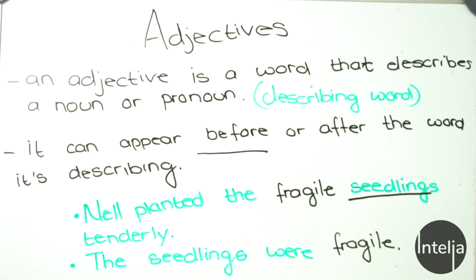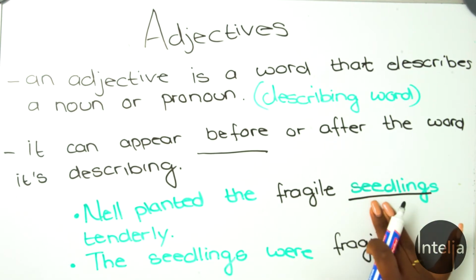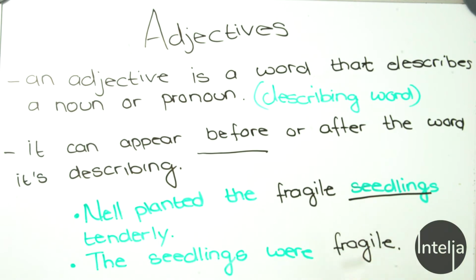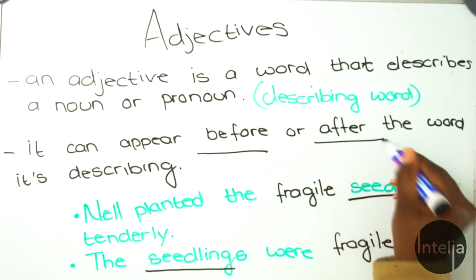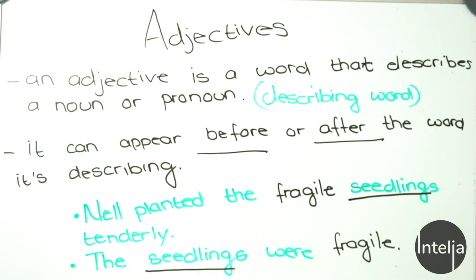Let's look at our second sentence. The seedlings were fragile. We've already established that seedlings is our noun that is being described. So this is an example of having an adjective after the noun. So it works either way. It just depends on what you're trying to say and how you're trying to say it, but an adjective can appear before or after.